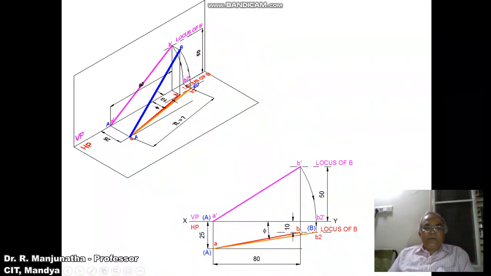We have to make it the true length in the horizontal plane. You make the line parallel to HP. So NDA is in HP, and B also should be on HP. With A dash as center, by taking the radius of A dash B dash, you rotate such that both A dash and B2 dash will lie on the XY line. Then project the vertical projector from B2 dash to the locus of B in the top view, so you get the point A, B2. Since it is parallel to HP, you are getting the true length in HP. You make those points capital A and capital B, then join A to B. Then find out the inclination made by that with respect to the vertical plane, which will be phi.